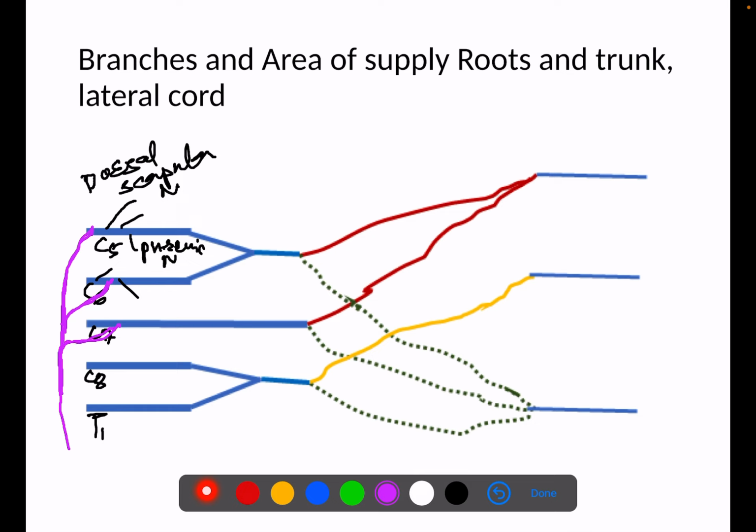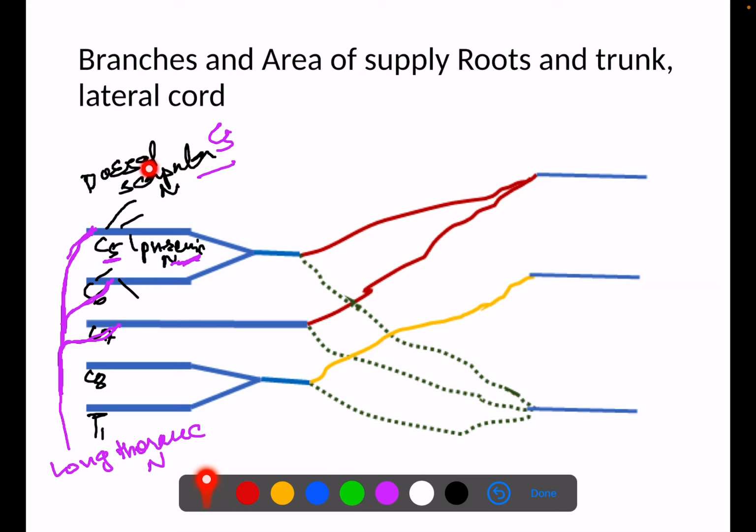So, root value for dorsal scapular nerve will be C5. This phrenic nerve receives contribution from another nerve. So, just remember that C5 gives contribution to phrenic nerve, while this long thoracic nerve is formed by C5, C6 and C7 nerve.